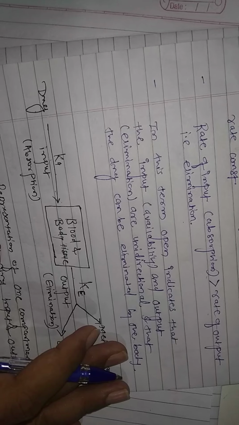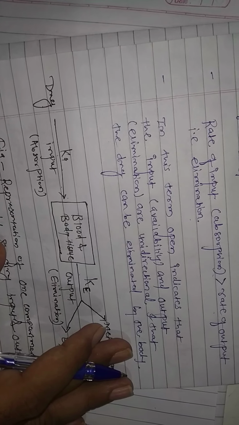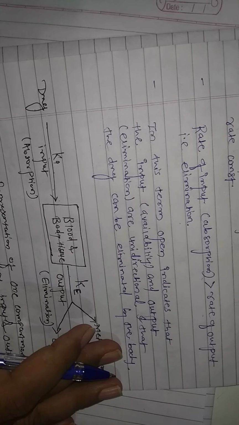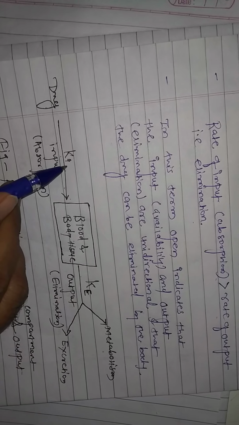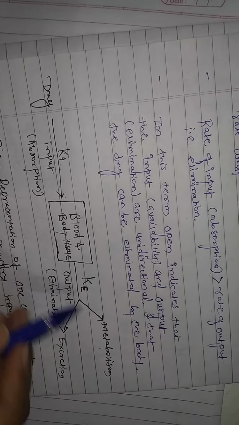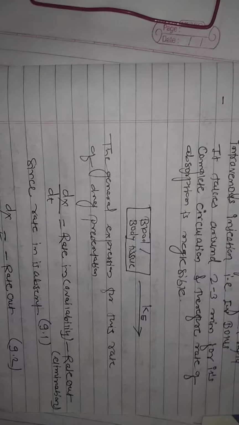So this flow chart indicates how the mechanism is occurring in one compartment open model. So this is a one compartment open model. Input and output is there. So let us discuss the different types of one compartment open model.